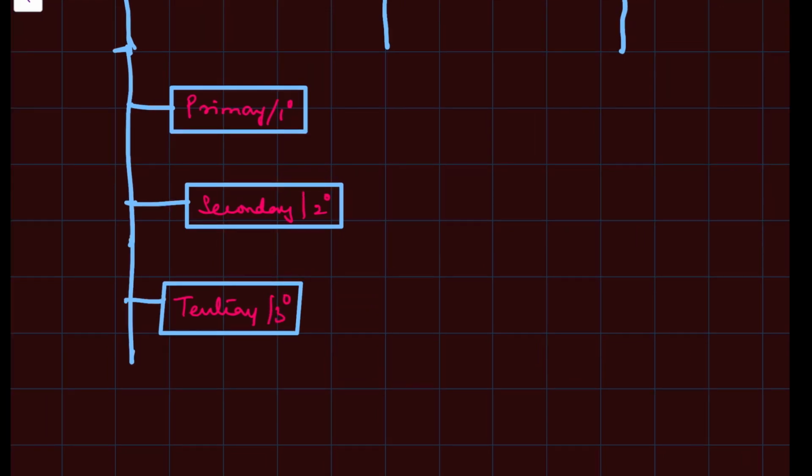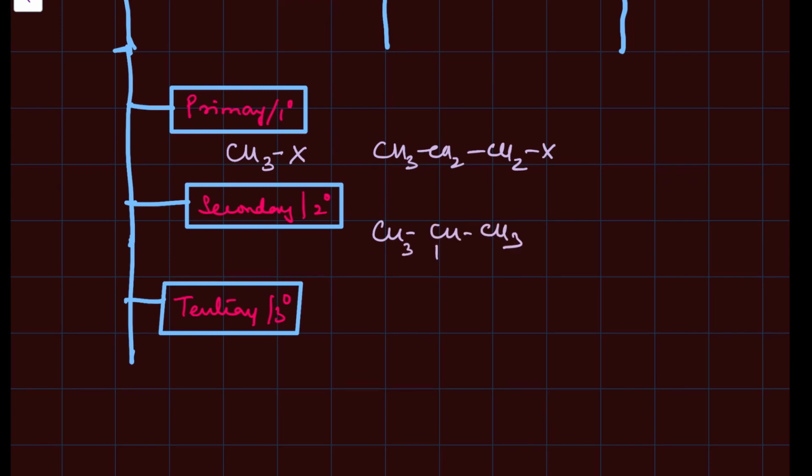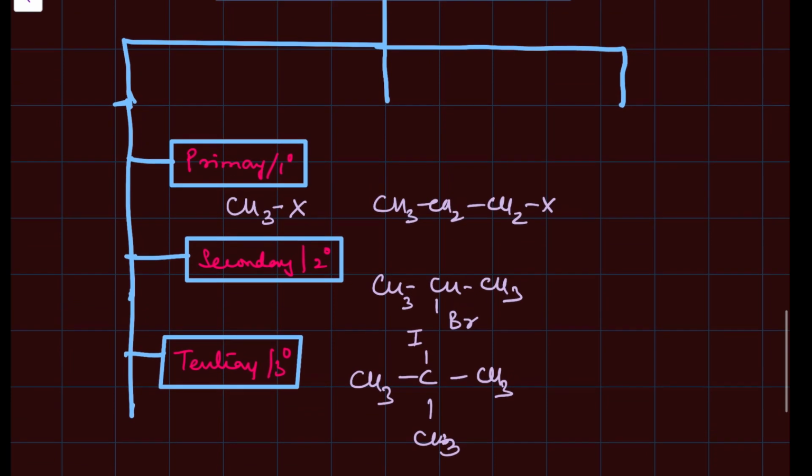We can have examples where the halogen is directly attached to sp3 hybridized carbon, that is one carbon, or to a chain of carbon, attached at the end. In secondary it is going to be at the secondary carbon. In tertiary the halide will be attached to the tertiary carbon. So these are primary, secondary or tertiary halides.